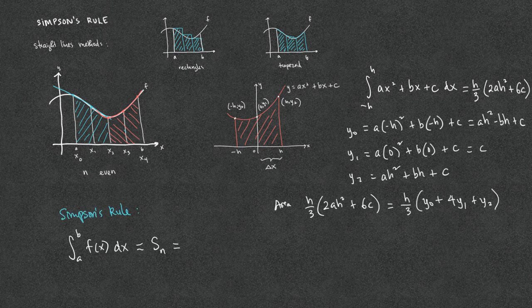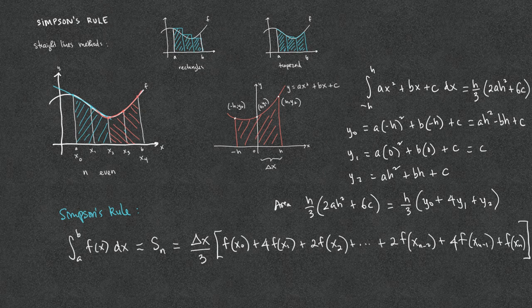The integral of f of x dx is approximated using the Simpson rule by taking delta x divided by 3 times the quantity f of x sub 0 plus 4 f of x sub 1 plus 2 f of x sub 2 plus 4 f of x sub 3 plus and so on, plus 2 f of x sub n minus 2 plus 4 f of x sub n minus 1 plus f of x sub n, where delta x is b minus a over n and n must be even.